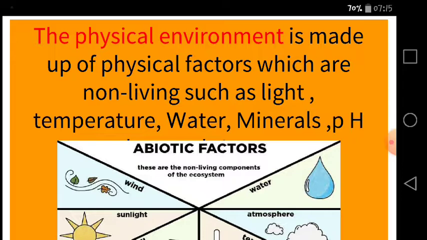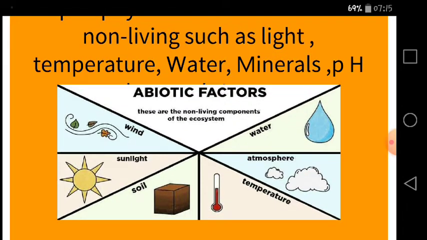As the environment can never be best suited for every organism living in it, some organisms have adapted to their environment by developing certain features which enable them to live successfully in the environment. Dear students, here are some physical factors which make up the physical environment. We are going to study one by one. First of all, we are going to focus on the temperature.